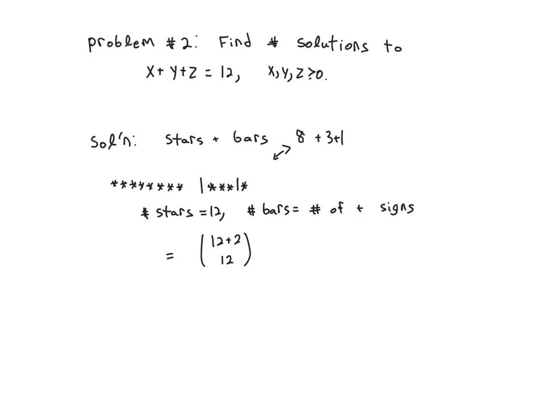And so the number of solutions to this equation is 12 plus 2 choose 12, or 14 choose 12. Or 14 choose 2, if you actually want to calculate this by hand. And then that would give you what? 91 possible solutions.